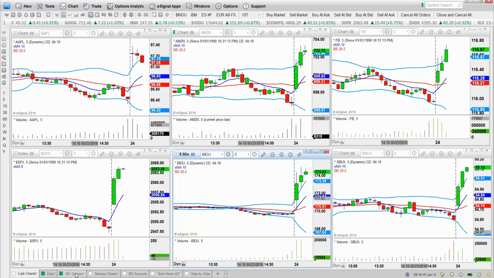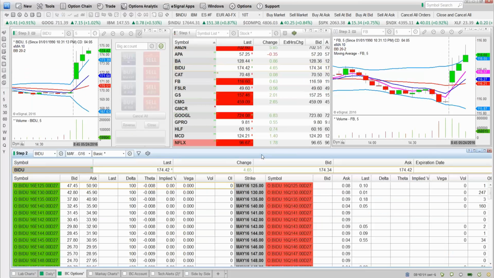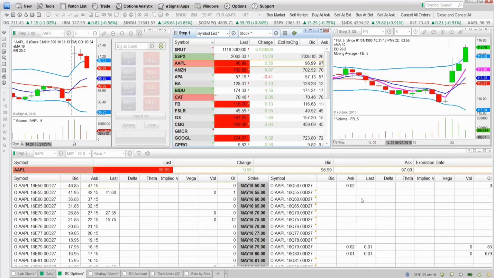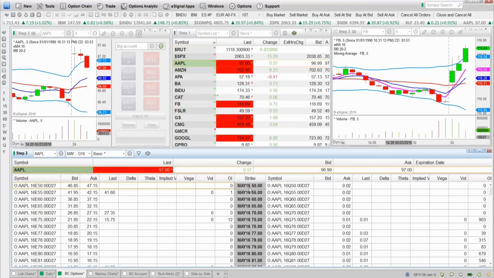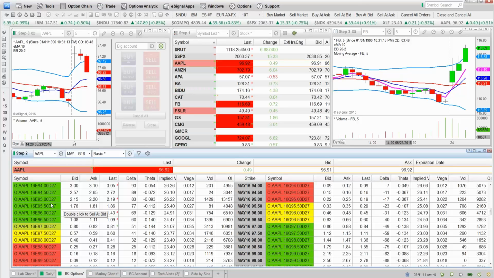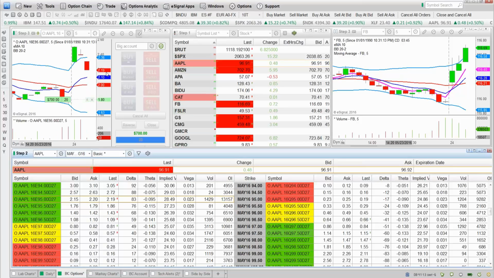Apple, there's our Apple move into the gap. So we're going to get out of our Apple position. Facebook rallying a little bit here. We'll see what it does when it hits that. So now we would get out of our call options on Apple. We're up $700 from yesterday.